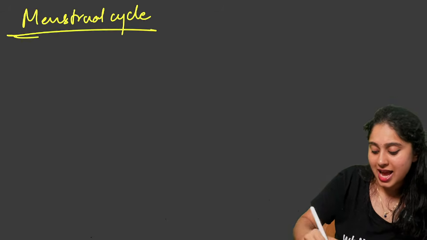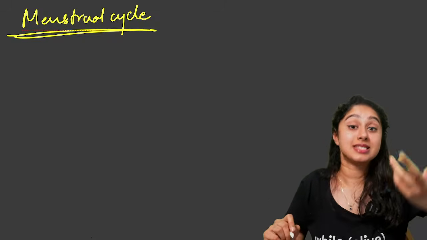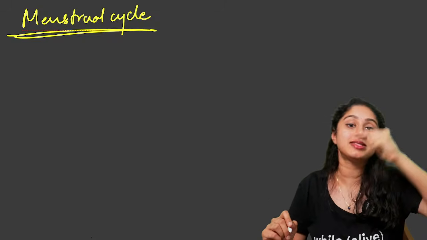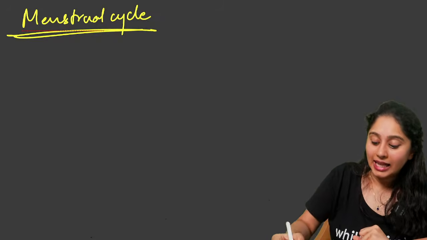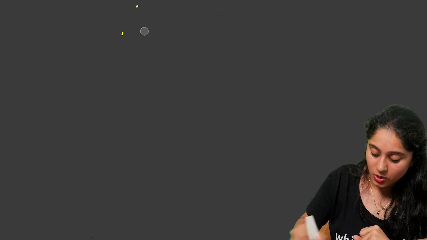Okay, what exactly does the menstrual cycle do? What is this cycle? It is the periodic changes that occur in the female's body. Before that, I'll tell you about the hormonal regulation also. Then I'll go into the menstrual cycle.